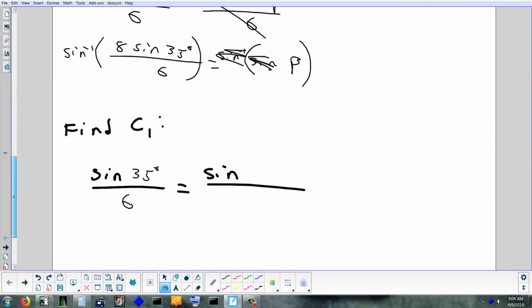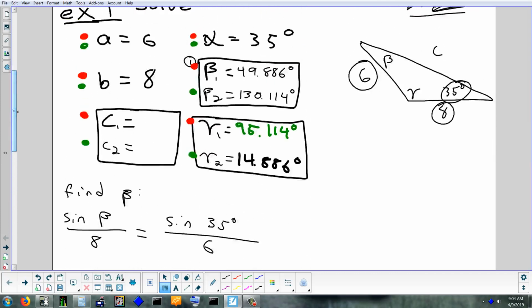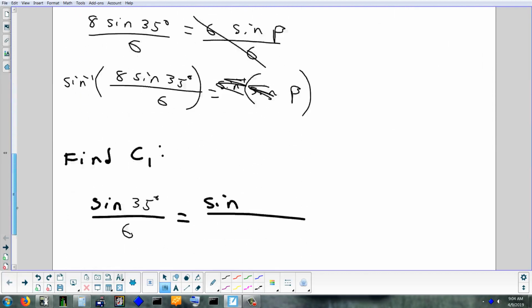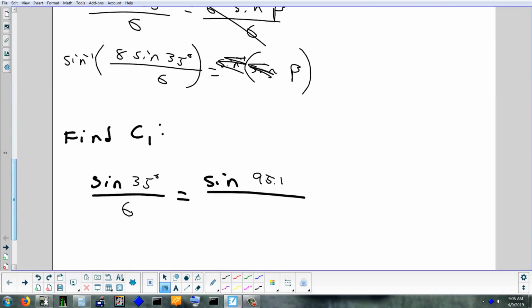And now we're finding C1. So what angle do you think I have to use to find C1? Gamma 1. C1 finds gamma 1, C2, gamma 2. So let's do it. C1, we don't know. Gamma 1, 95.114. Okay, I'll come back and I'll solve that in a second. Let's set up C2.